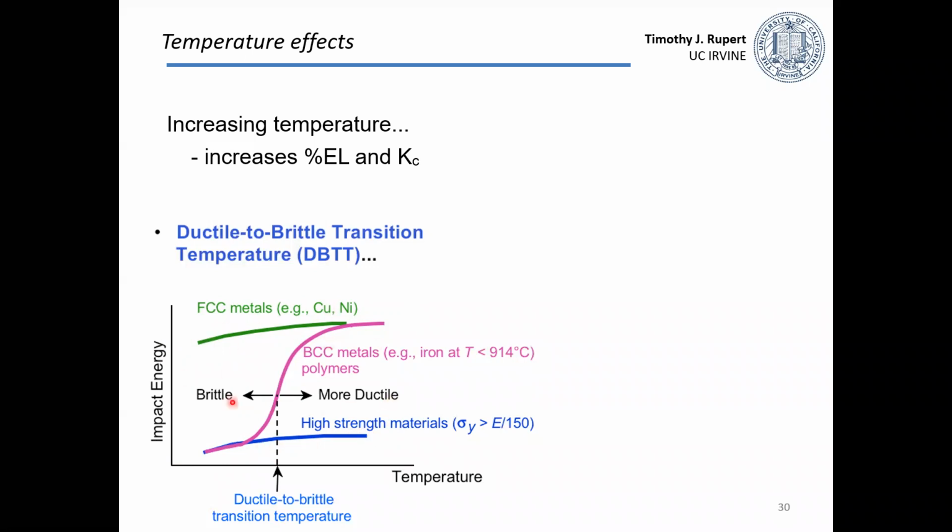Something in between are things like body-centered cubic metals. For example, iron at most relatively modest temperatures, so places we'd use it in everyday life. This ductile to brittle transition temperature might be reasonably accessible during applications. So we really need to think about whether this material is brittle at room temperature and ductile at 100 degrees Celsius higher.